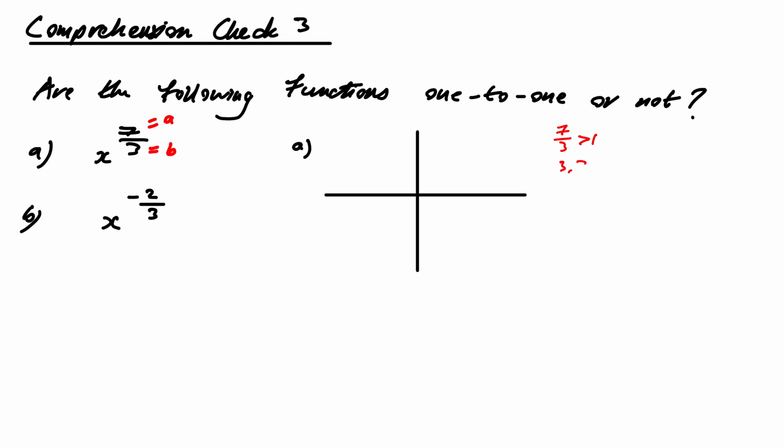And they're both odd. So when I graph this, because it's bigger than 1, on this side it's going to look kind of like a parabola type shape. But then the 7 being odd on top and the 3 being odd on bottom mean that this is an odd function. So it's going to be like this. That's the basic shape.